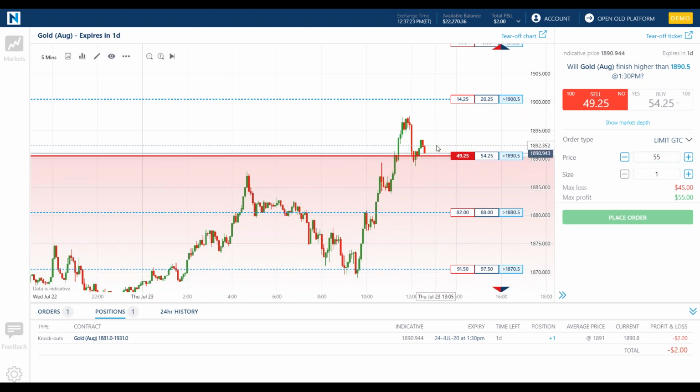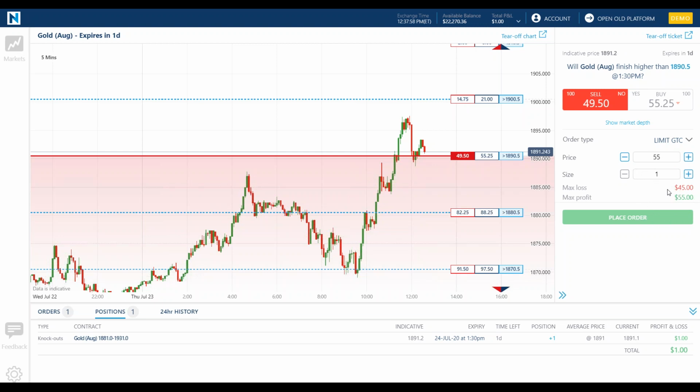If gold settles at 1890.50 or lower, this contract would be worth zero. All right, I sold it for 55. That's what I can make. Now, if it settles above 1890.50, so it stays above here and settles above here, this contract would go to 100. I sold it at 55, it goes to 100, I would lose $45.